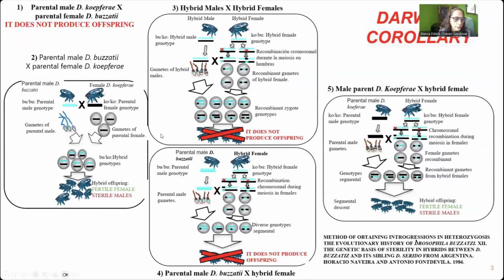In case 2, reverse crosses between the kefere females and the busati males produce fertile females and sterile males. In case 3, crosses between hybrid males and hybrid females do not produce descendants. Either in case 4, crosses between the busati males and hybrid females also do not produce offspring. In case 5, reverse backcross between parental D. kefere males with hybrid females produce fertile females and sterile males, similar to case 2.